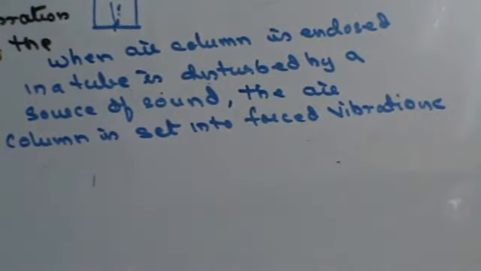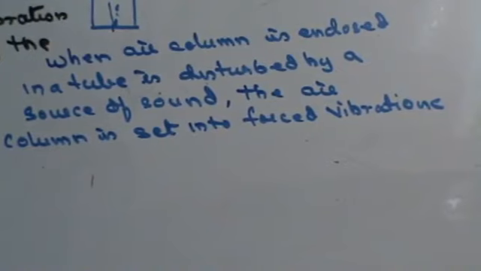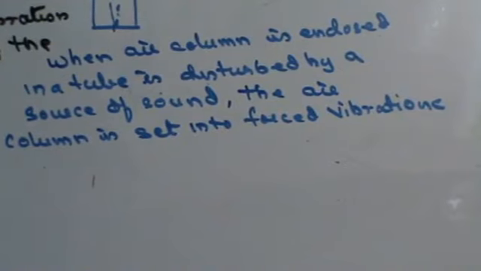The air column is set into forced vibration. So there's already air moving inside. When I blow inside it or when I speak inside it, there's going to be some other force, a periodic force, exerted on it, as a result of which there are going to be forced vibrations inside an air column.